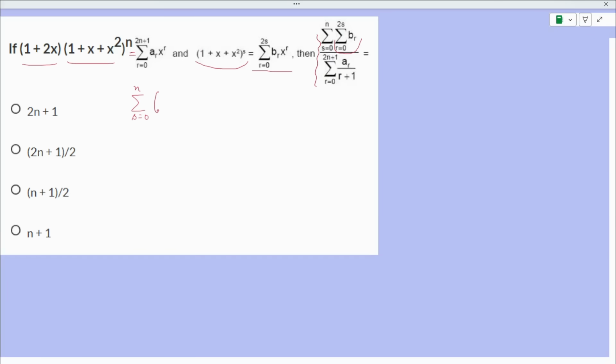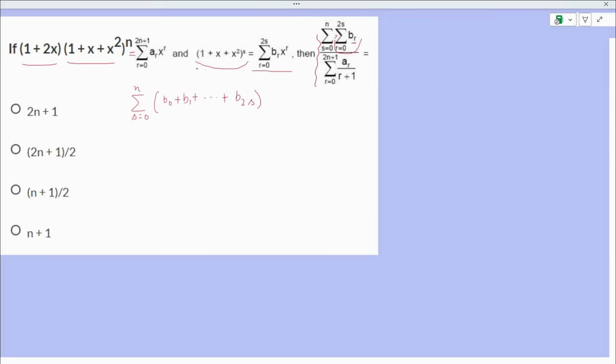Can you open the second summation and see what this is? Start from r is 0, plug in the value, you get b naught, right? Then b1, and up to what do you have to keep on moving? Up to the higher limit, right? 2s. So up to b2s. That is your numerator.